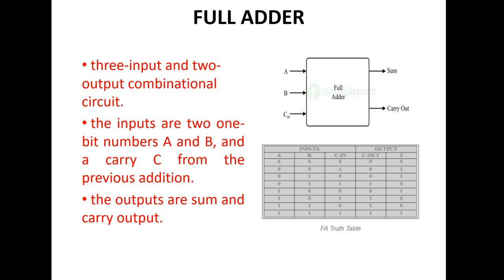A full adder is a combinational circuit which adds 3 inputs and produces 2 outputs. The inputs are denoted by A, B and C, and the outputs are denoted by sum and carry. Now look at the truth table. The input values are 000, 001, 010, 011, 100, 101, 110, 111. Adding 0 plus 0 plus 0, the sum is 0 and the carry is 0. Adding 0 plus 0 plus 1, the sum is 1 and the carry is 0. In this way, all the values are formed.